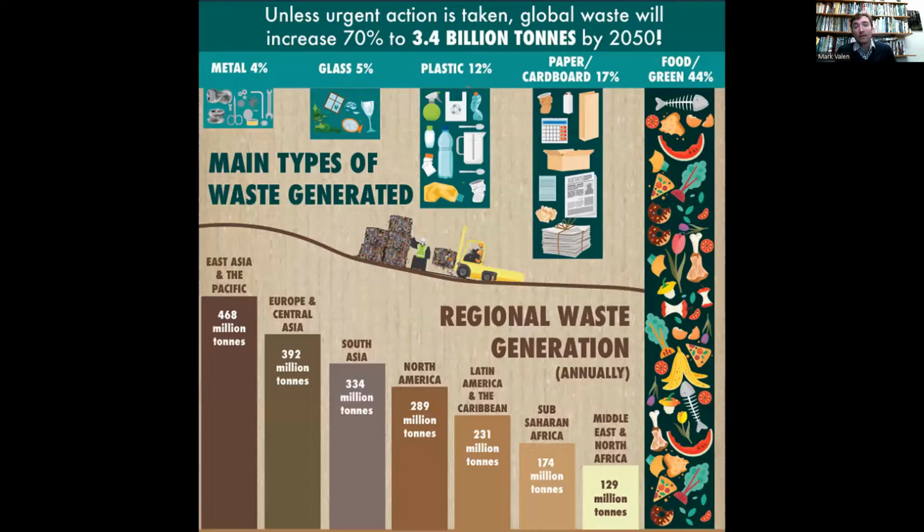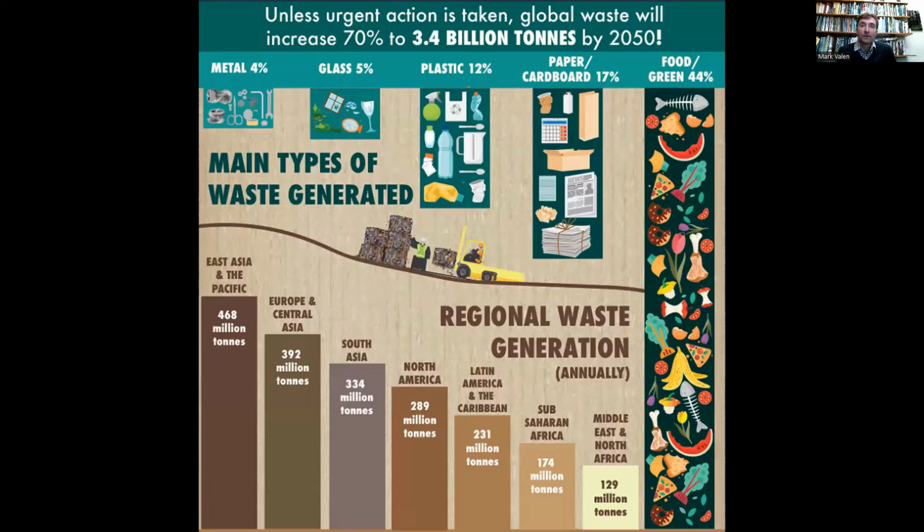And you can see a breakdown by different regions of the globe, who produces the most waste annually, and then a breakdown by category of waste: metal, glass, plastic, paper, and green or food waste as the main types of waste generated. Now, all of those things, you may notice, are recyclable in one form or another.